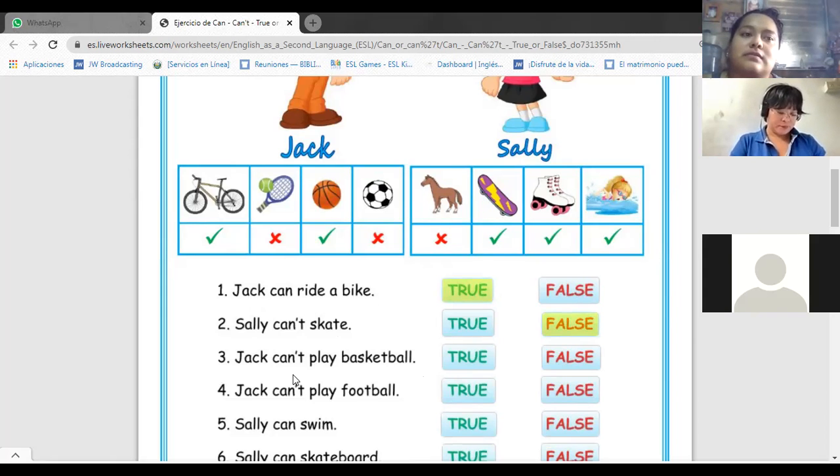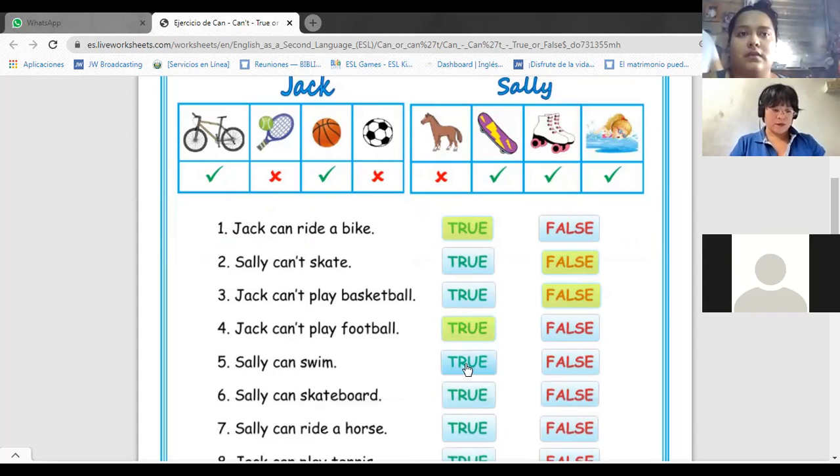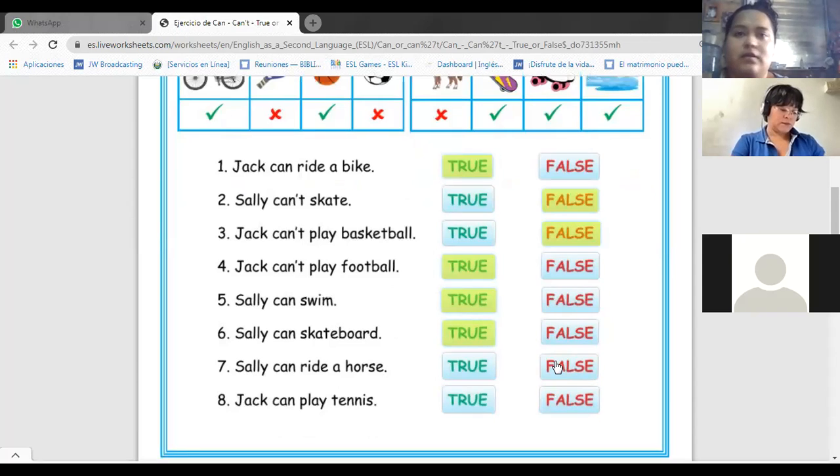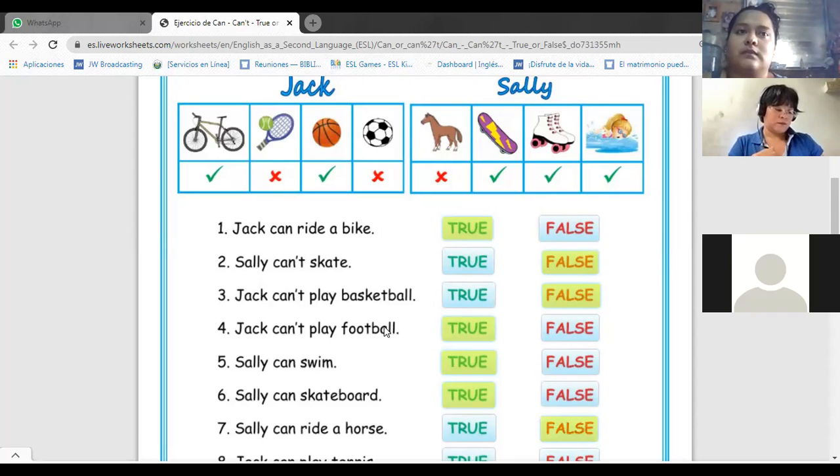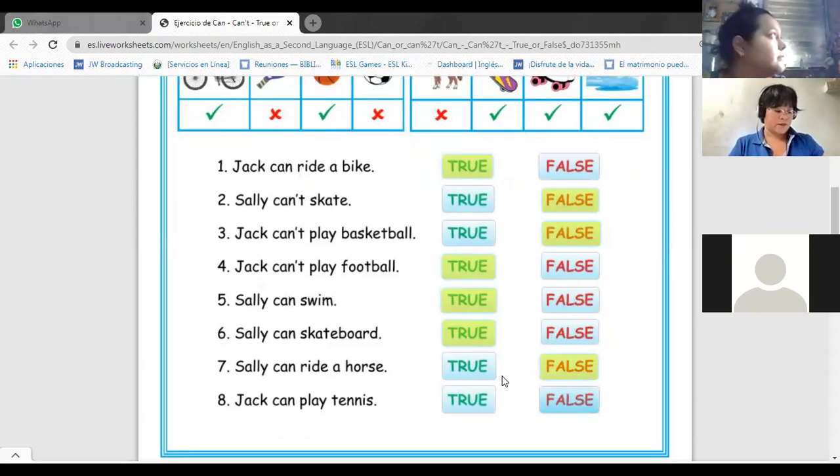False. Jack can't play basketball, true or false? False. Yes, it's false because he can. Jack can't play football. True. Sally can swim. True. Sally can skateboard. True. Sally can ride a horse. False. Can play tennis. False. It's false. Very nice.